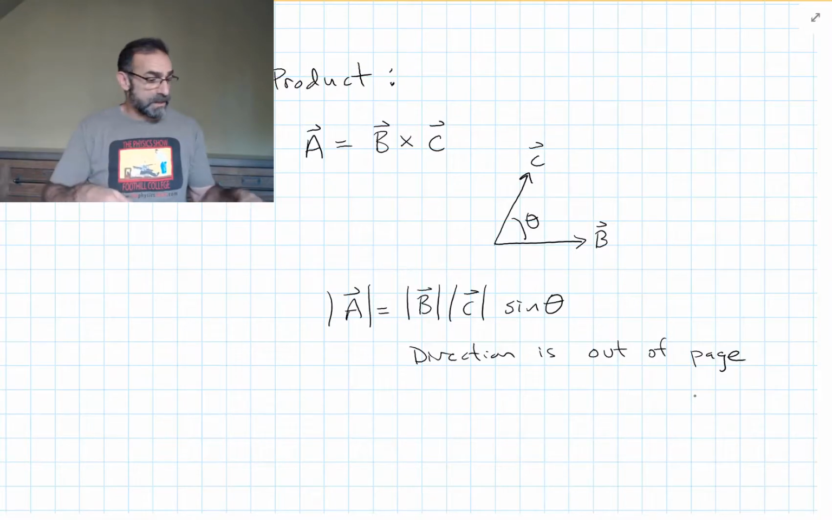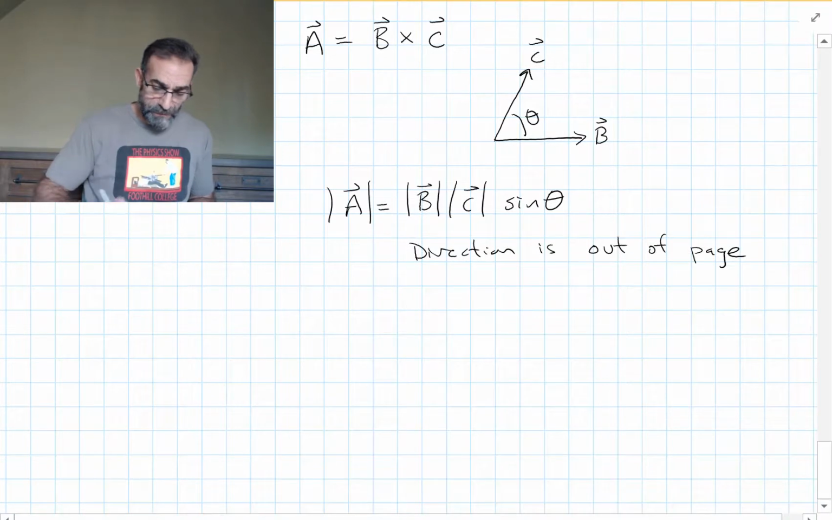I like to put my fingers in the direction of the first vector, so I would put them in the direction of B, and then I kind of roll them toward the second vector, C. My thumb is the axis of rotation, so it has to be perpendicular to the plane defined by B and C. And B cross C, my thumb points up out of the page like this, so I get out of the page.